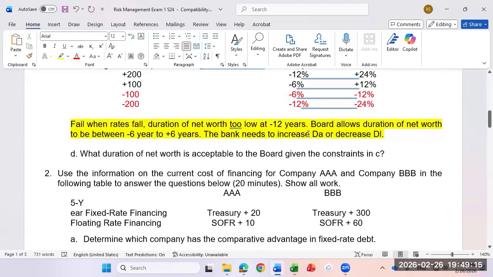Be careful on an exam that you don't say they need to increase assets or decrease liabilities. It's not increase assets, liabilities. It's increase the duration of, right? I should probably spell it out.